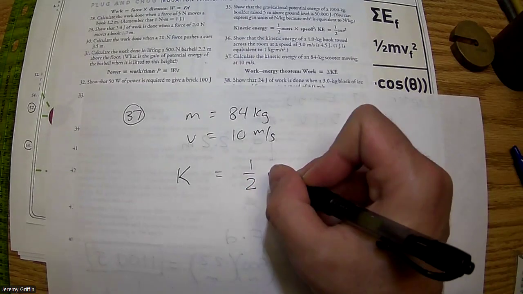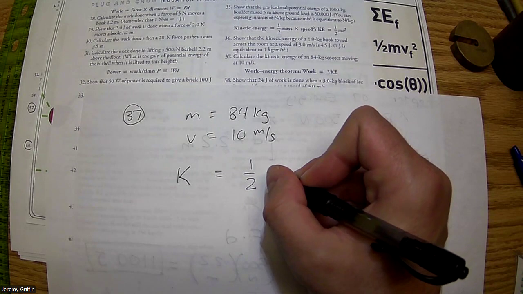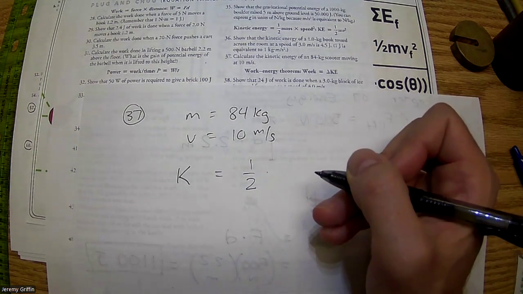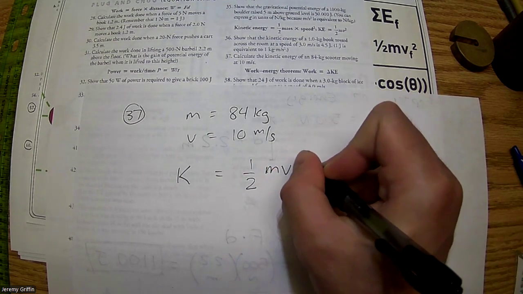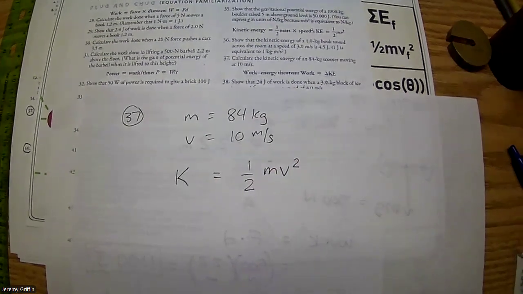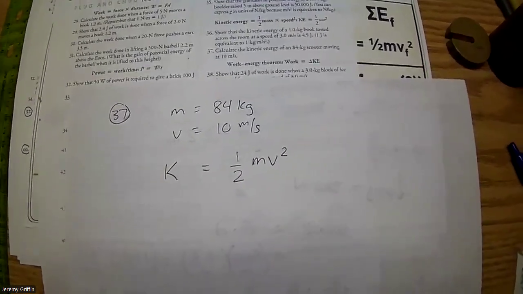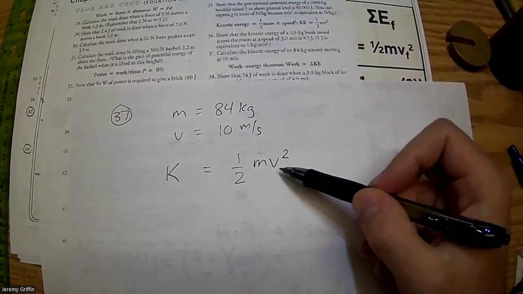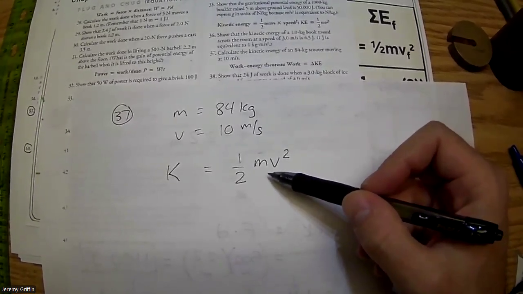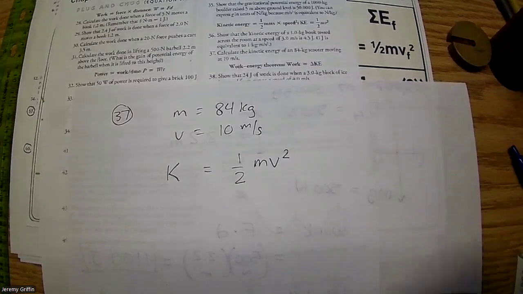One half. Yeah, how's that finish up? One half mv squared. Guys, kinetic energy, that's energy of motion. So it has something to do with speed, which I'm calling v, right? Also mass, right? So one half mv squared.